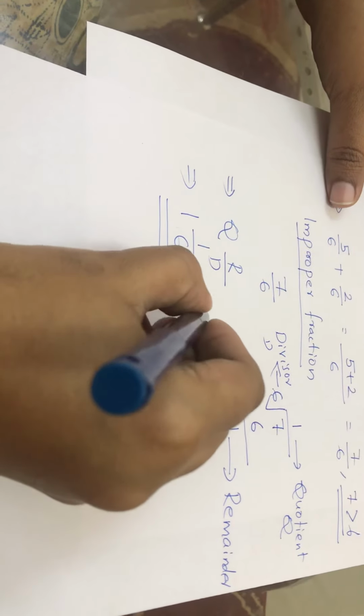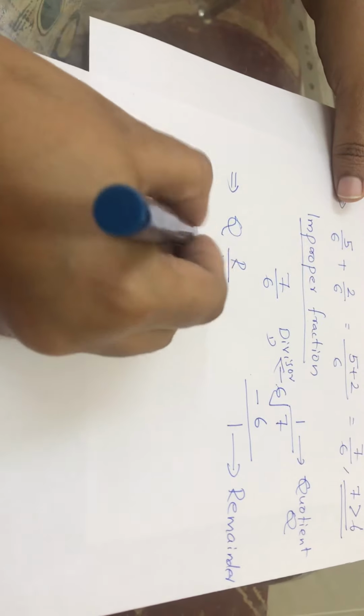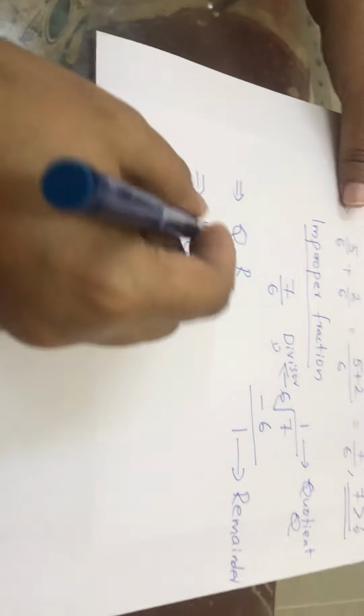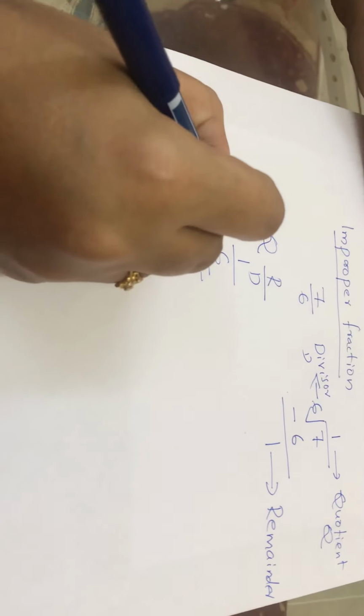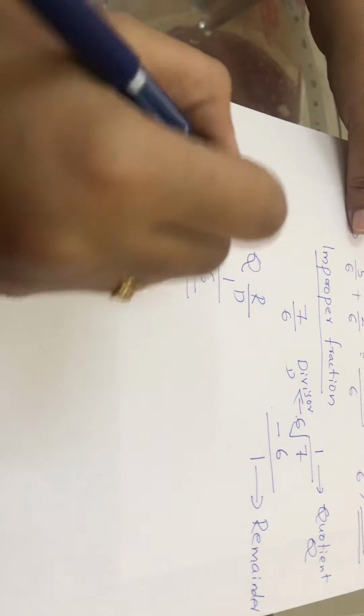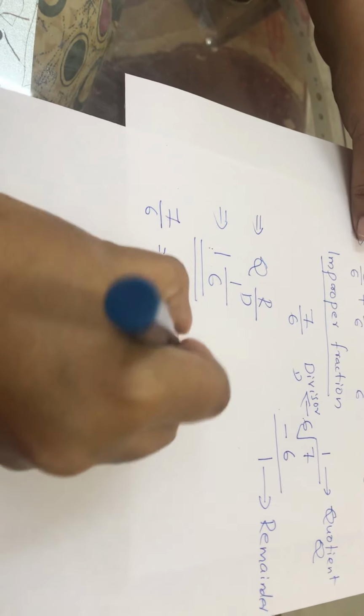This is a mixed number. Why is it called a mixed number? Because it has a whole number and a fractional part. It has two parts, one whole number part and one fractional part. Which is the whole number here? 1. So 7 by 6, we can write it as 1 and 1 by 6.